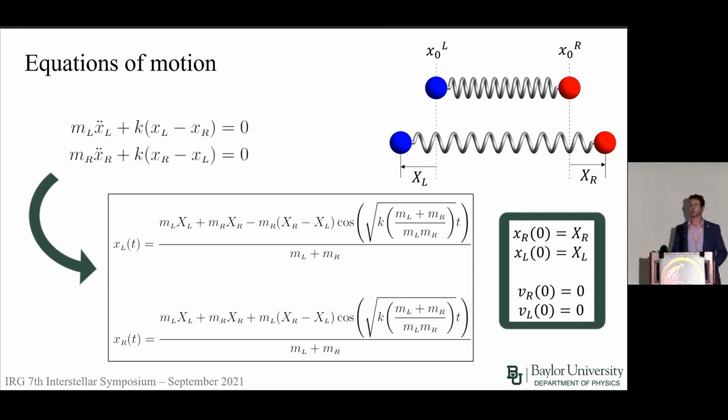Notice the initial conditions. For this example, I'm going to say that the spring is starting in its maximally extended position, where we have big X sub L and big X sub R as the initial displaced positions of the left and right mass. We've also imposed the condition that their initial velocities are zero.